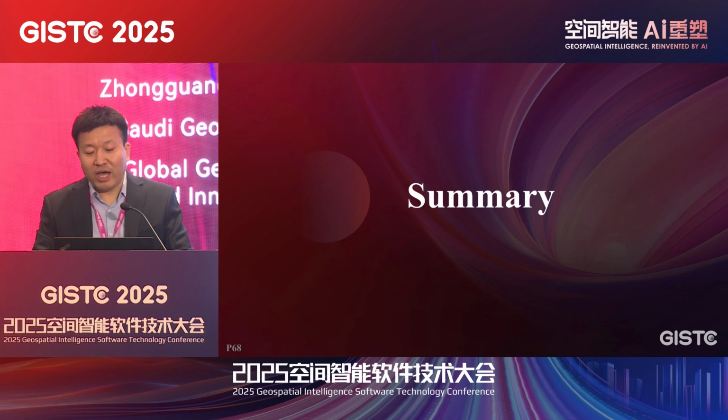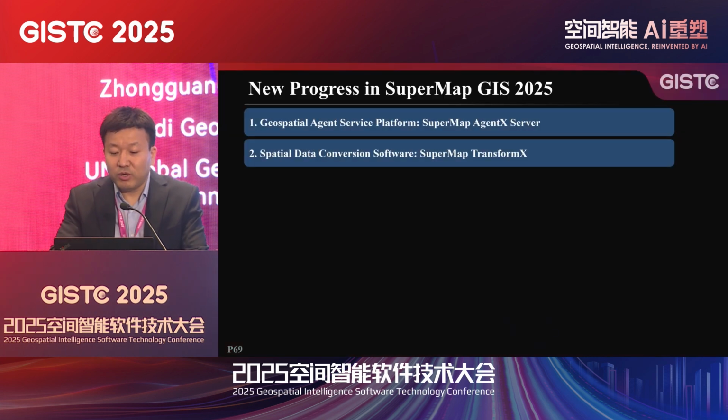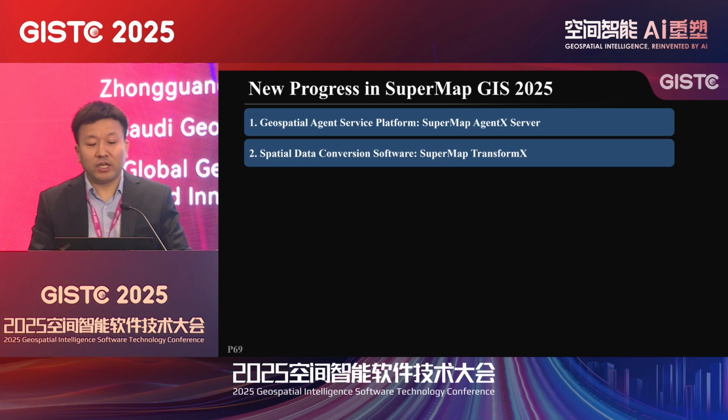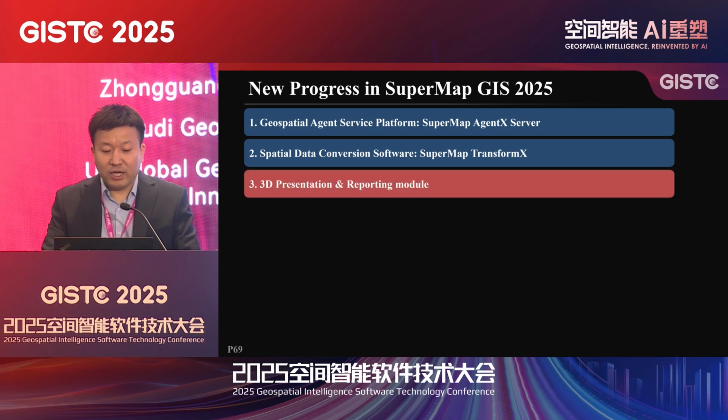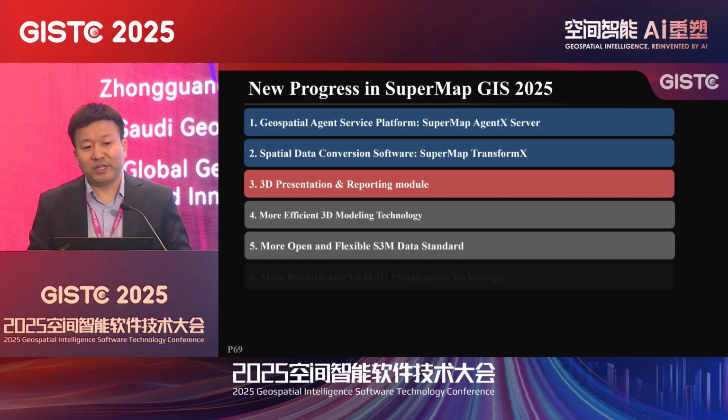Okay, finally, I will make a summary. In 2025, we released two new products. And also we introduced the 3D prediction and reporting models, and we continue to enhance the GIS capabilities.